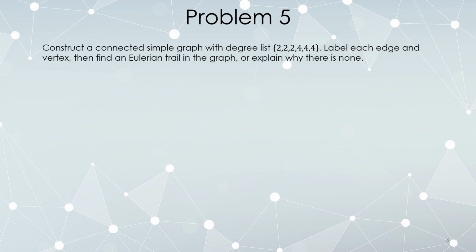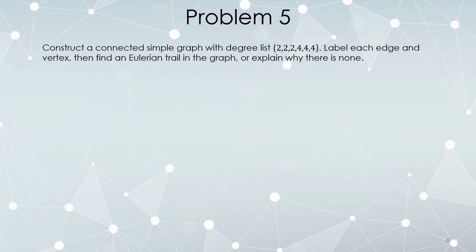And now we're tasked to make a connected simple graph with a given degree list. Then we're supposed to label edges and vertices and find an Eulerian trail. So previous examples didn't require us to make a simple graph. I just chose to do it, but now it is required. And an Eulerian trail is going to be a trail that goes through the graph and uses every edge exactly once.